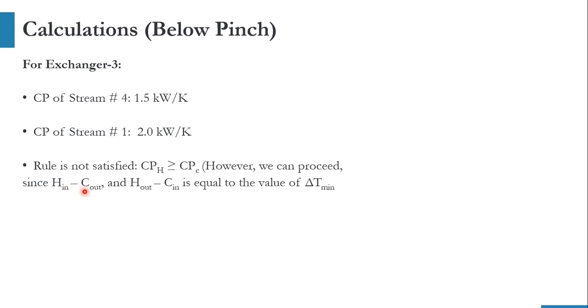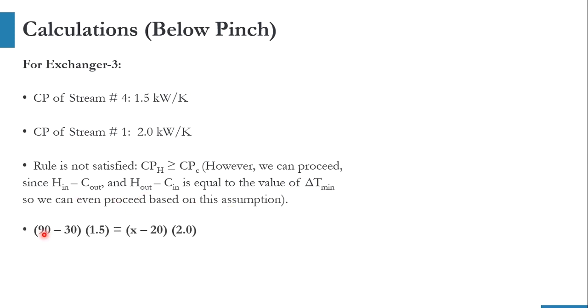Since H in minus C out and H out minus C in is equal to the value of delta T minimum. What was delta T minimum in this case? 10 degrees centigrade. We will make a connection between these and we will see that if H in minus C out and H out minus C in, if this value is equal to delta T minimum, we can proceed without stream splitting. This rule is only applicable for below pinch system. And for such systems, exchanger connection should be from away the pinch. How, I will tell you now. So we can proceed on this assumption.